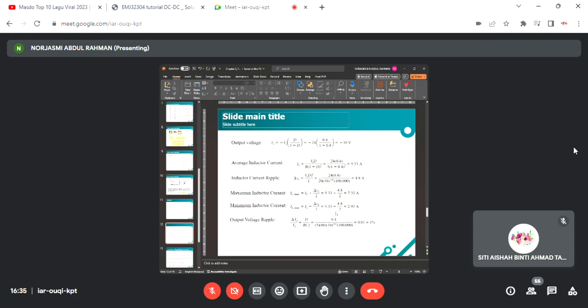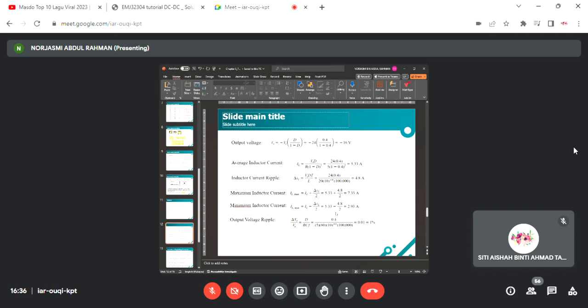So the solution is, first thing first, we know already the duty cycle and the input voltage, so we can find the output voltage. In this case, the output voltage is minus 16 volt. Okay. The average inductor current is given by Vs times D divided by R times (1 minus D) squared. If you substitute all the values of these parameters, then you will get 5.33 ampere. That is the DC current for the buck boost converter.